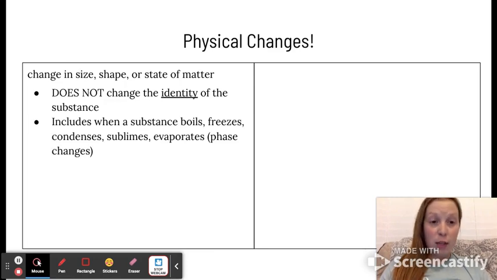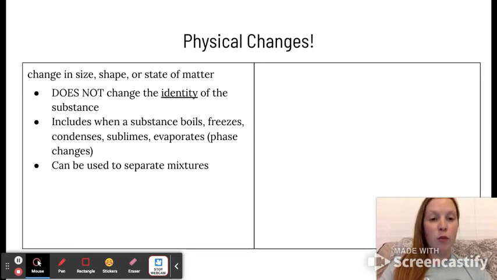So all of your phase changes are physical changes because, for instance, ice we know is solid water. Well, if you melt that, it becomes liquid water, but we didn't change the chemical composition of the substance. We just changed what the state was. So that's why a phase change is considered a physical change.